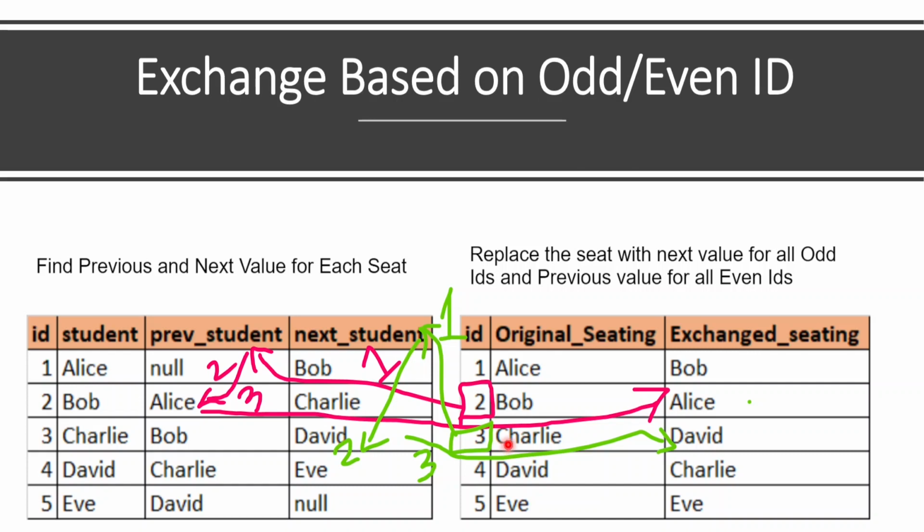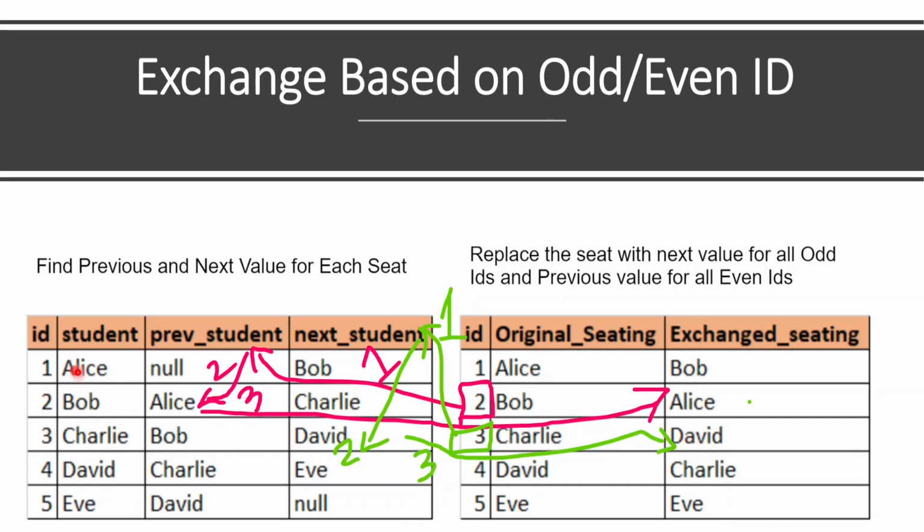Take that value and put it here. And coming to the next value, the seat number is 3. In case it's odd, then it should consider the next student. Go to the next student value, and from that, go to the corresponding value, that is David. Then take that value and put it here, David.